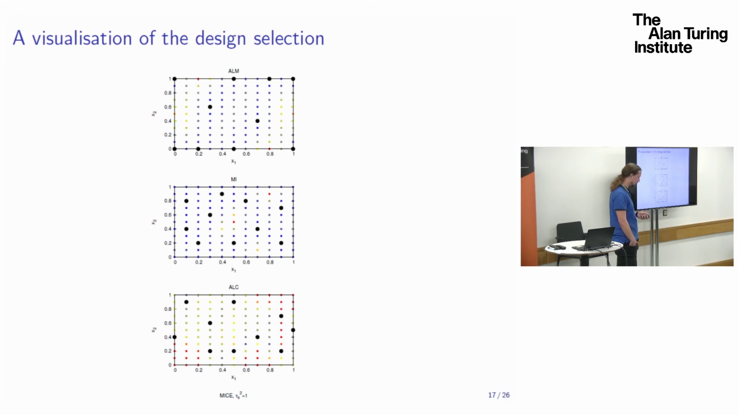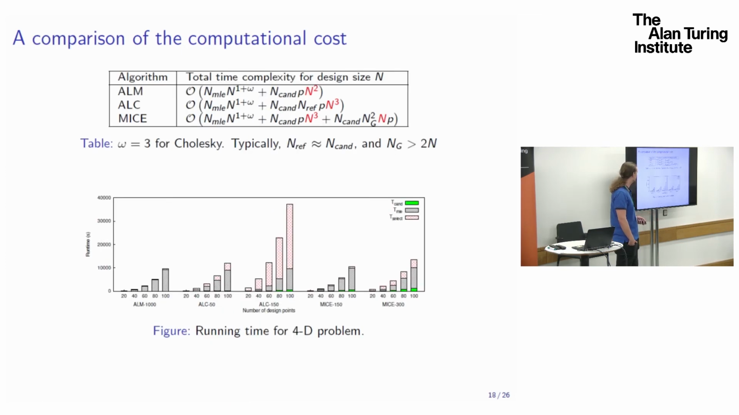This is a visualization of some example of what has been done. Say if you do ALM, you see that it chooses the boundary points, mutual information chooses more in the interior, and the ALC is also choosing more in the interior. So this one has a bit more similar behavior to the ALC, but I will explain why this criteria is computationally more attractive.